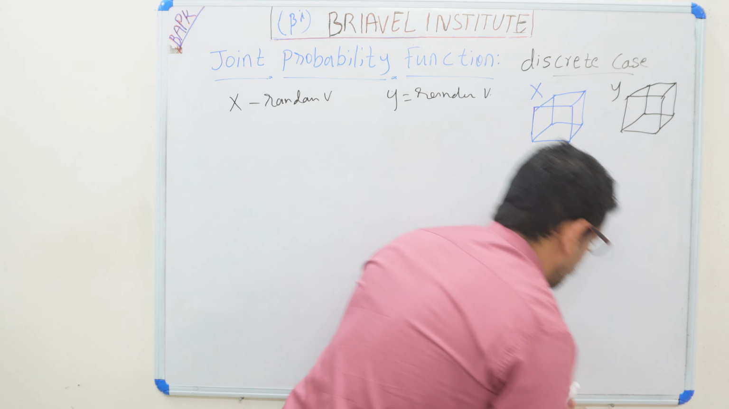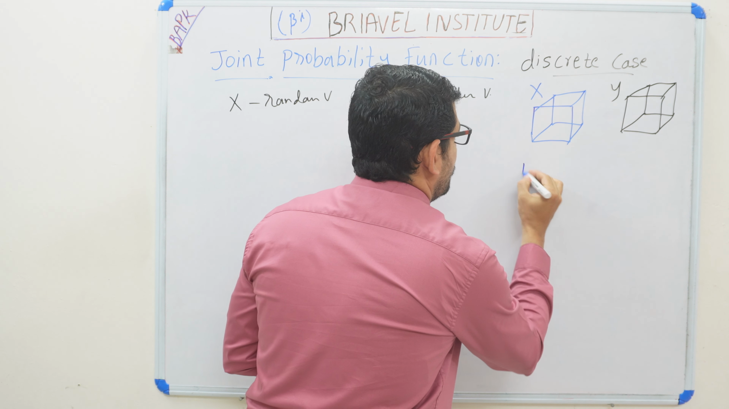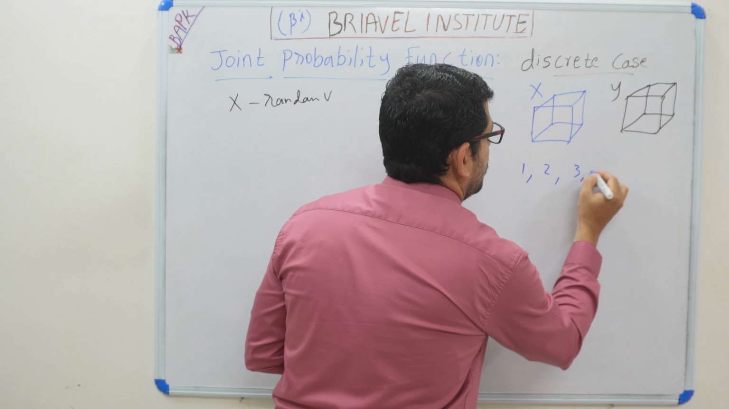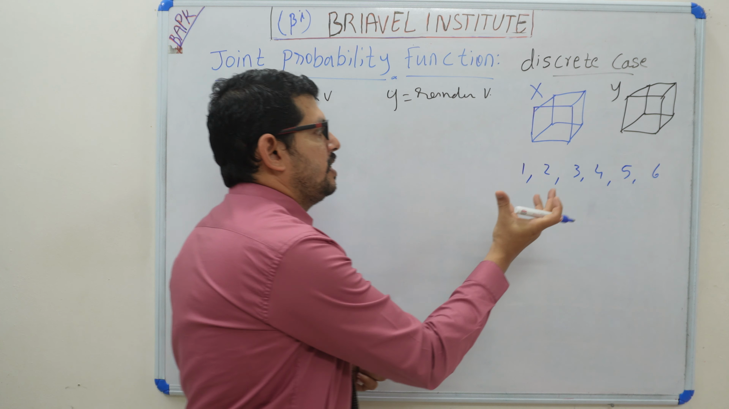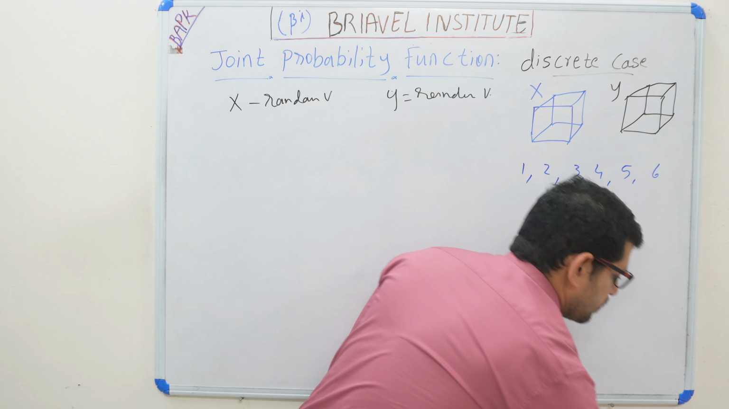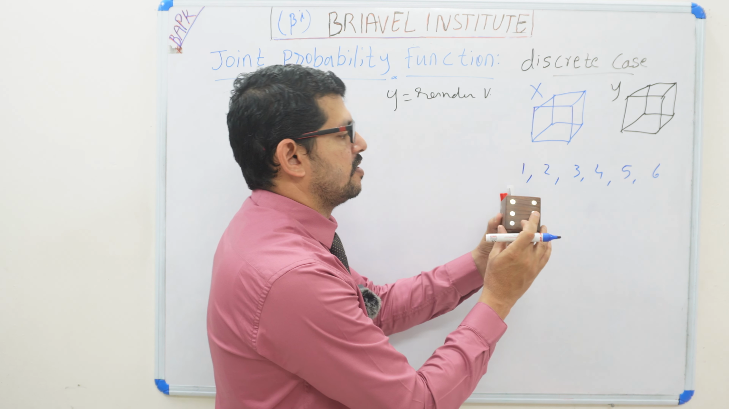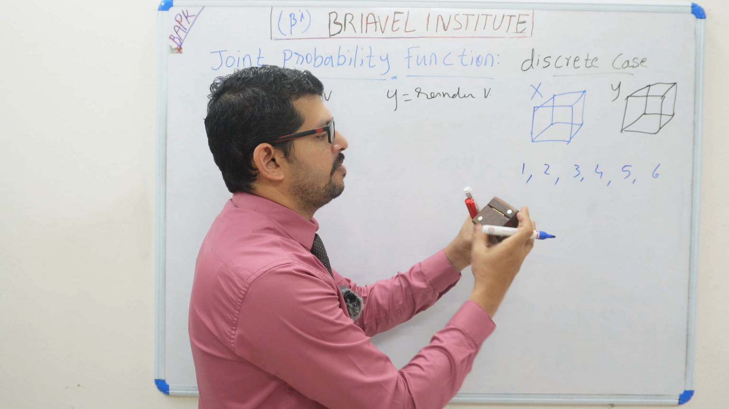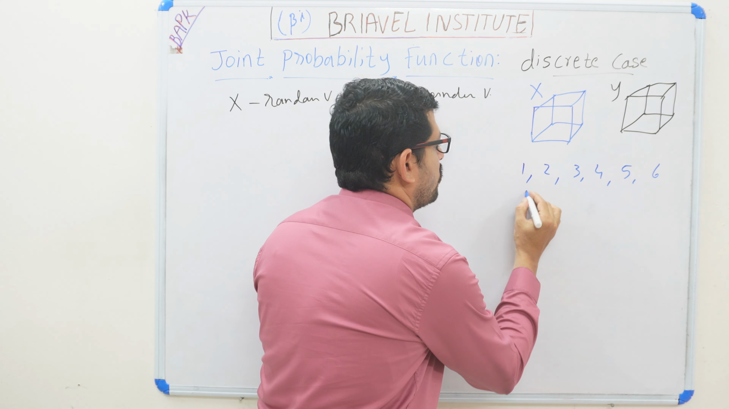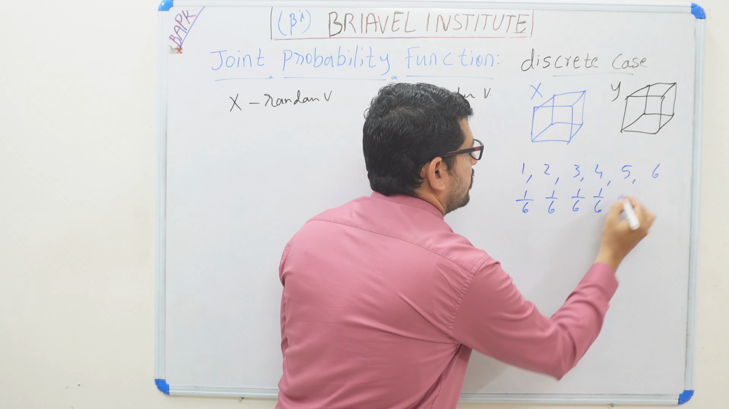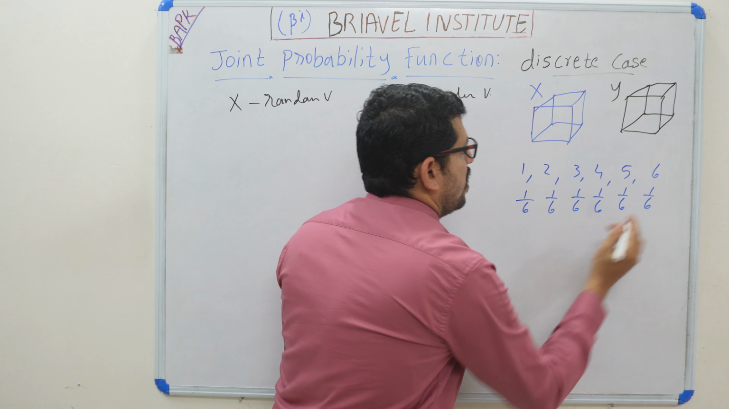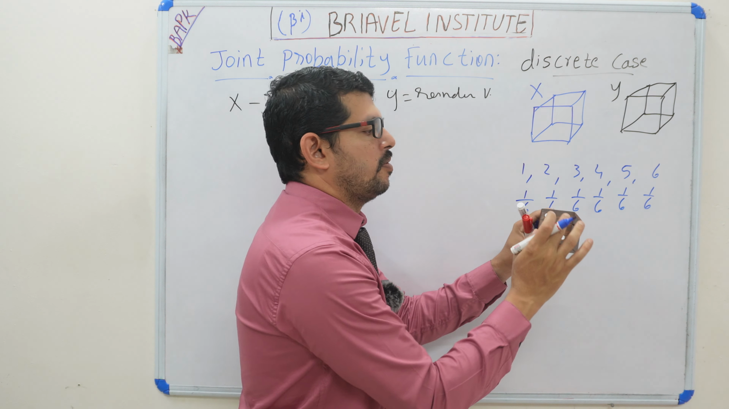So what will be the probability? Maybe I will get 1, 2, 3, 4, 5, 6 on top of the die, maybe 6 or maybe 3, maybe 2. All of these have equal probability: 1 by 6, 1 by 6, 1 by 6. So all are getting equal probability.